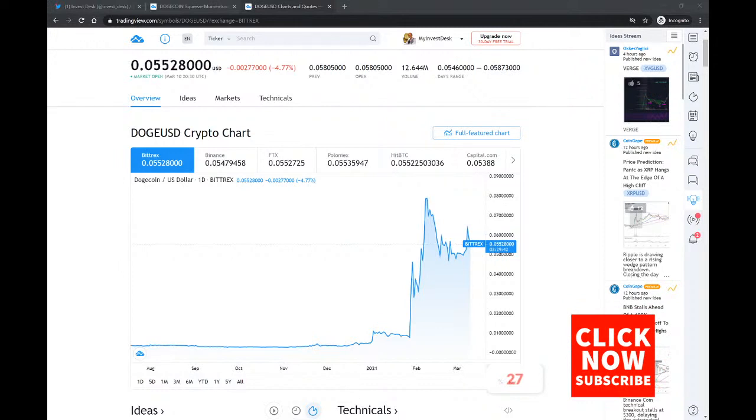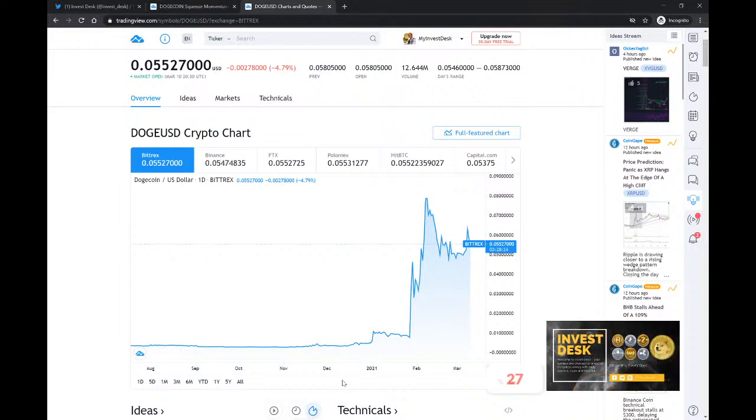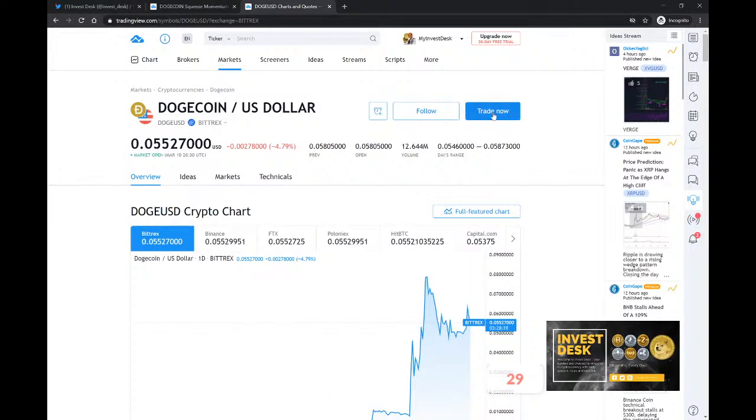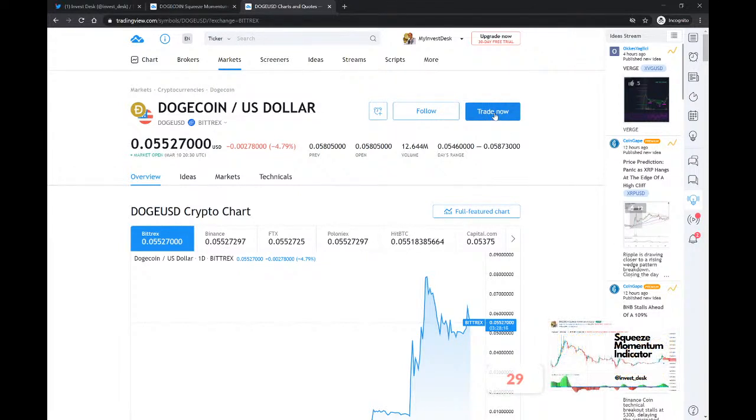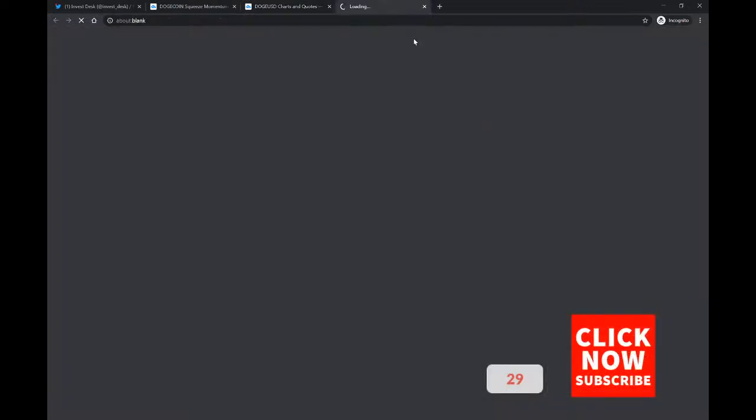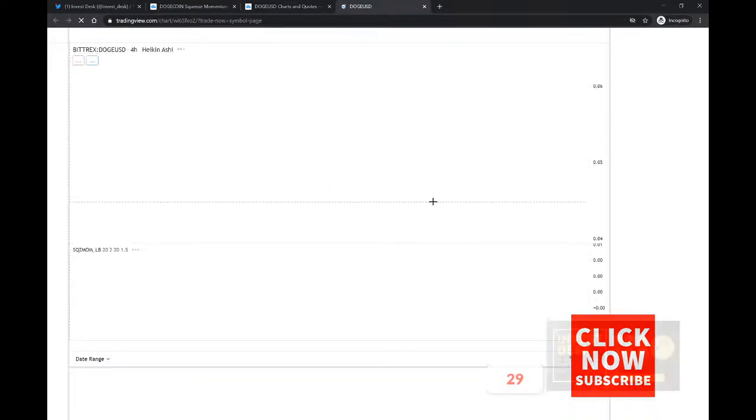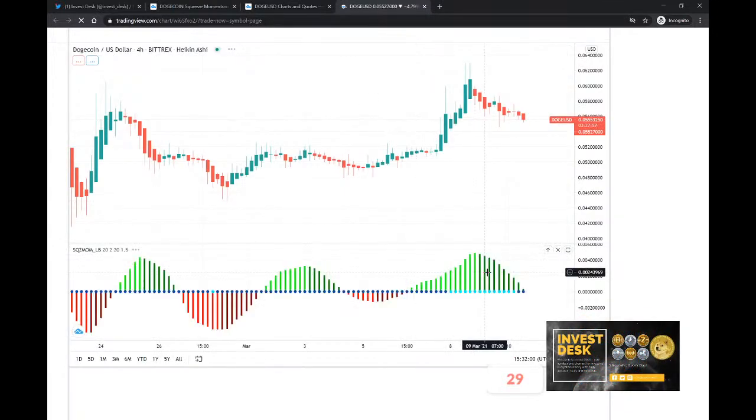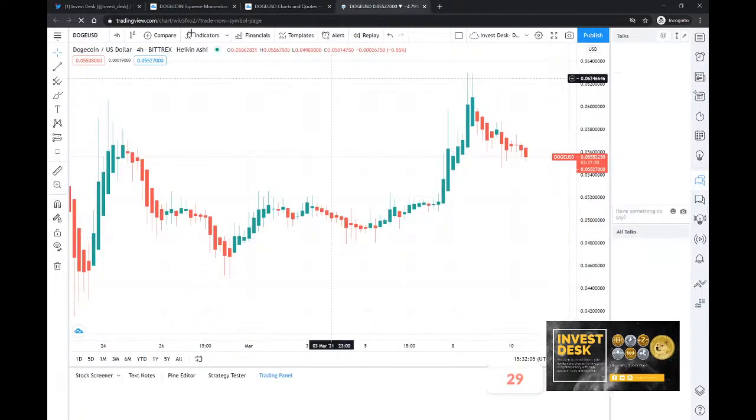All right, so let me bring up the screen here. And what I'm going to do is scroll up and click on the Trade Now button here. Once I click on Trade Now, this will probably open up another window for me. Let's see. There we go. Since I already have it set up, I'm going to delete all of this, so we'll start from scratch.